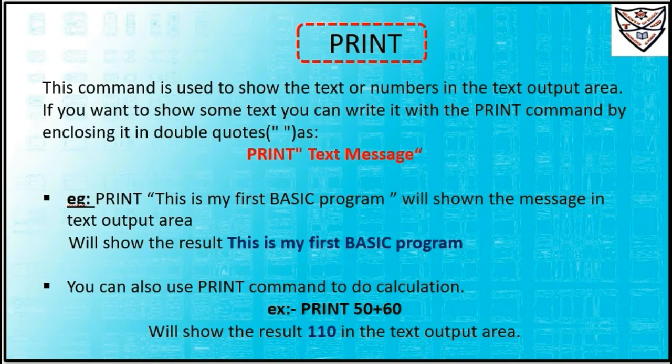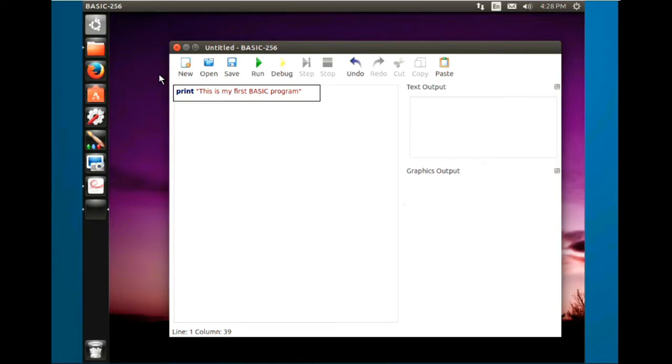Print. This command is used to show text or numbers in the text output area. If you want to show some text message in the output area, you can write it with the print command by enclosing it in double quotes. Print and double quotes with the text message inside. Example, print "This is my first BASIC program" in double inverted quotes will show the message in the text output area.